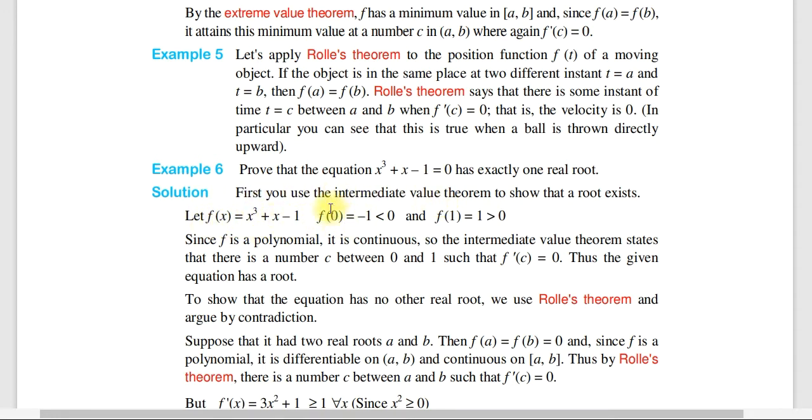Let f of x equal x cube plus x minus 1. f of 0 is minus 1, which is less than 0, and f of 1, which is equal to 1, which is greater than 0.